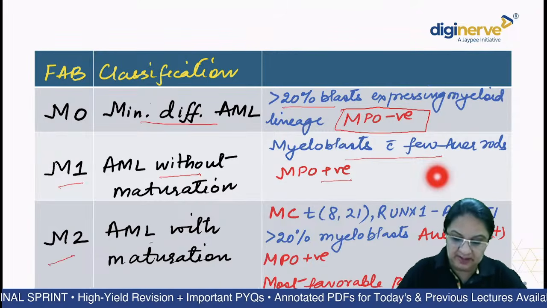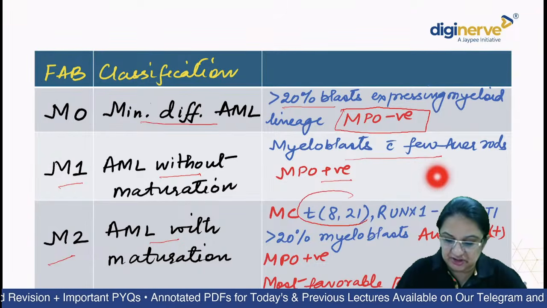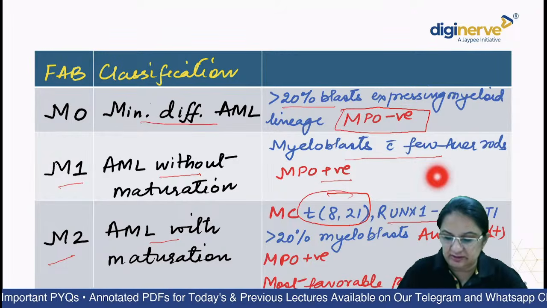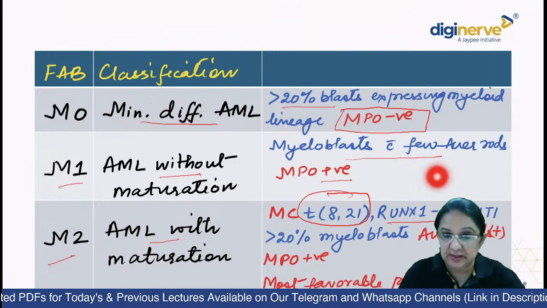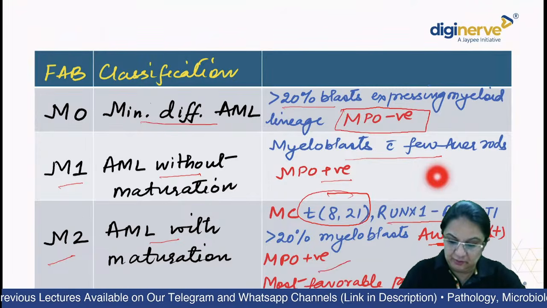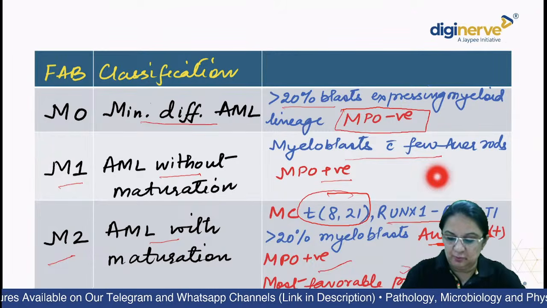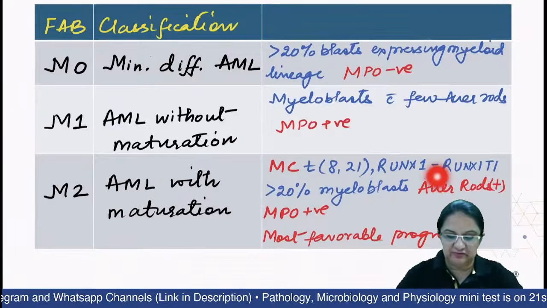M2, AML with maturation, the most common translocation is translocation 8;21, RUNX1, RUNX1T1. More than 20% myeloblast called as AML, plus Auer rods would be present. MPO would be positive, and this has the most favorable prognosis. Okay, this has the most favorable prognosis.